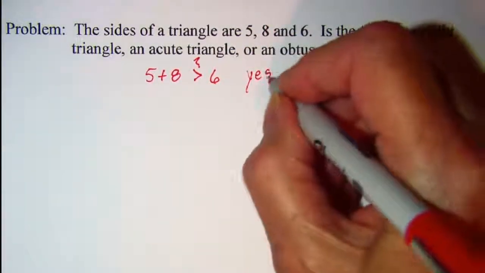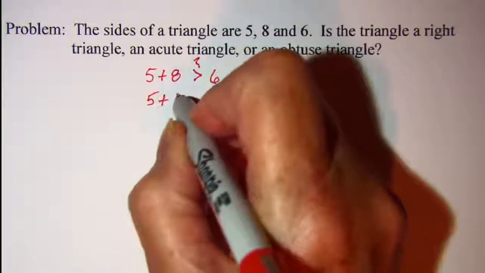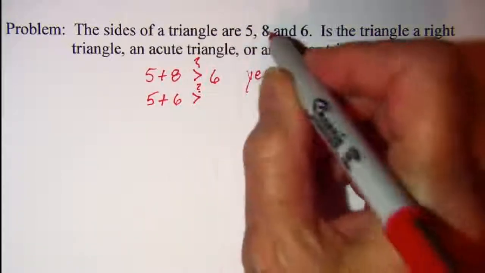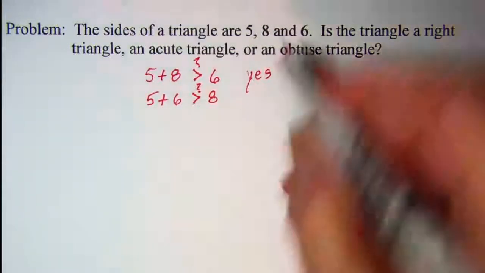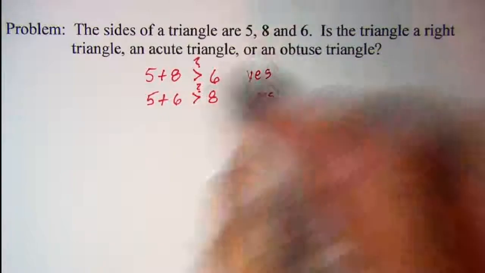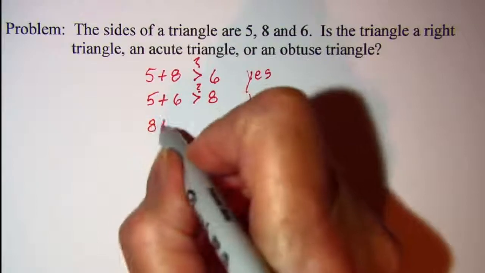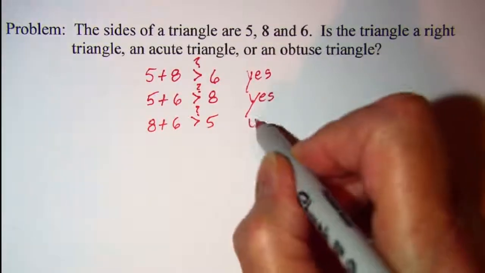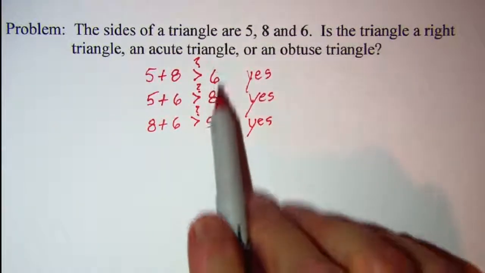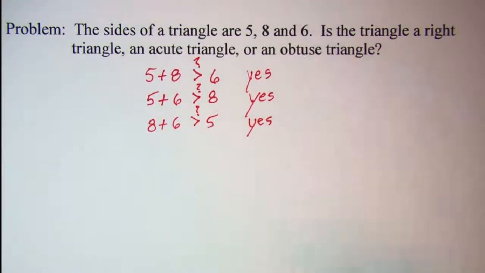So yes. Then take two other sides. Let's take the 5 and the 6 and see if that's more than the 8. 5 plus 6 is 11, so yes, that is. And then take two other sides, the 8 and the 6, and see if that's more than 5. So yes, it is. So if you don't get yeses on all of the statements, then it's not a triangle, and you don't even need to check to see if it's right, acute, or obtuse.